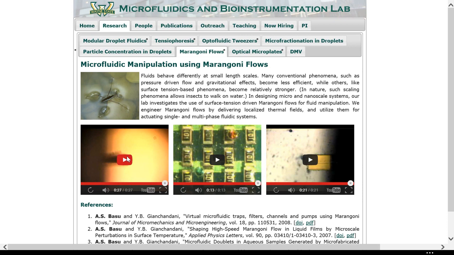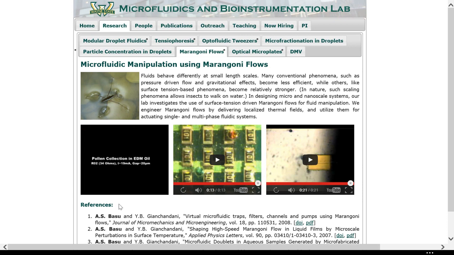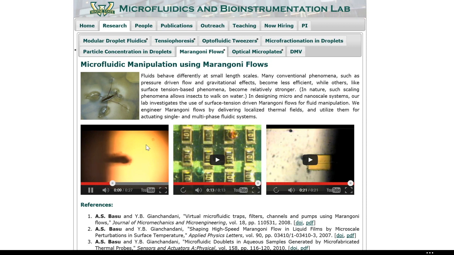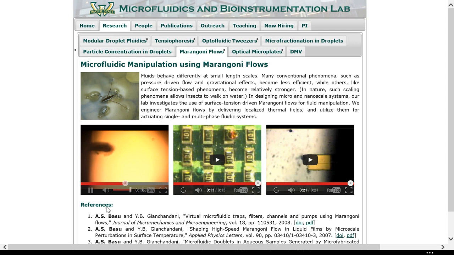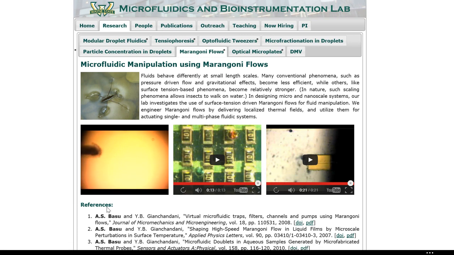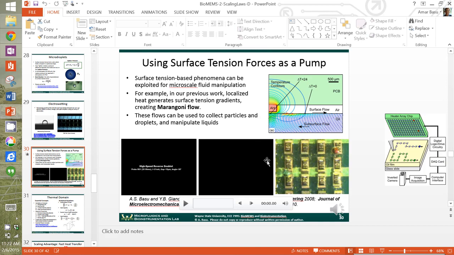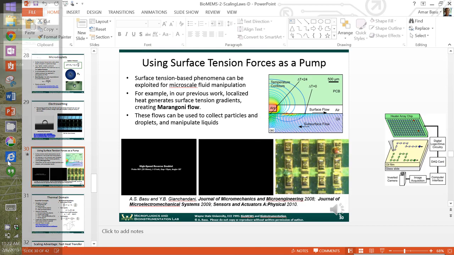And this is another example where we use these Marangoni flow patterns to collect. So this is a heat source. We can actually use them to collect particles in the flow, kind of like a vacuum cleaner, and then release them. Okay, so surface tension can be used as a pumping mechanism at the microscale. Let's turn this off.